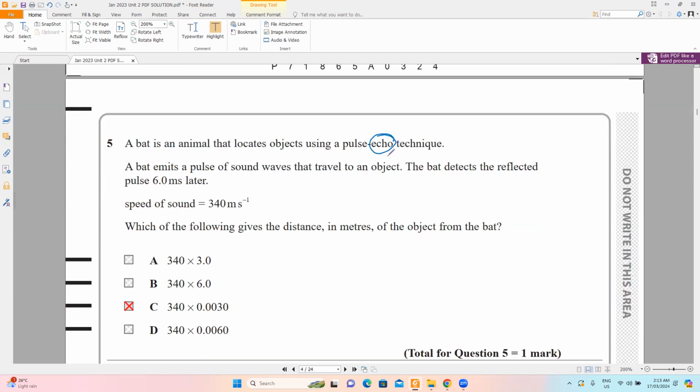The moment you look at echo, the equation that should pop up in your head is v equals 2d by t. So if you make d the subject of the equation, d should be v times t divided by 2. If you have 6 milliseconds, 6 divided by 2 is 3. And since it's milliseconds, it's times 10 to the power minus 3, divided by 1000. That's what makes my answer C. So v is 340 and t by 2 is 0.003.